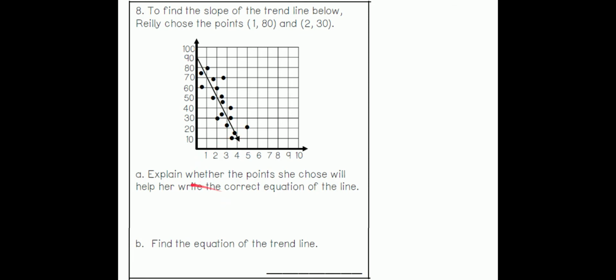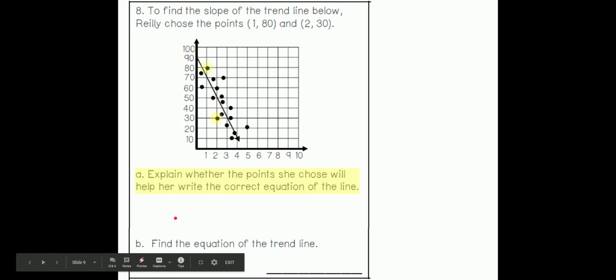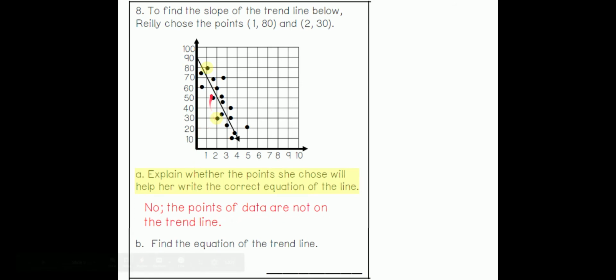So this will not actually help her because the points of data are not on the trend line. So because this point and that point aren't on the line, on our trend line, it's not going to give her the correct equation. So find the equation of this trend line. All right, well, I'm going to choose my first point, which is right here, 0 and 90. And my next point looks like it's going to be right here, 1 and 70.